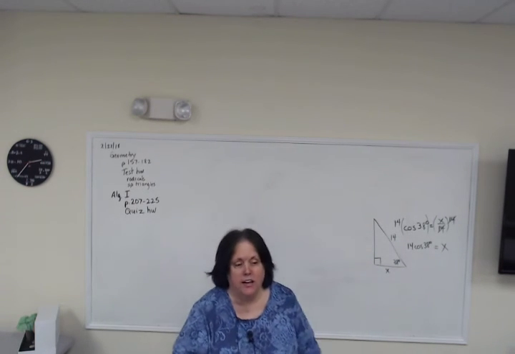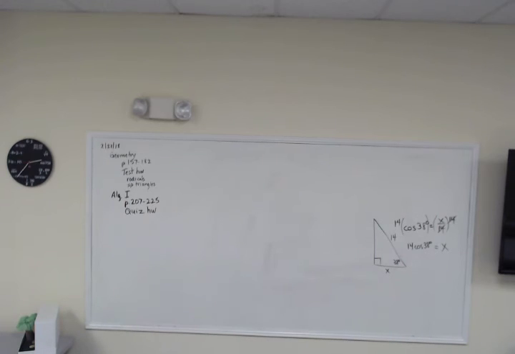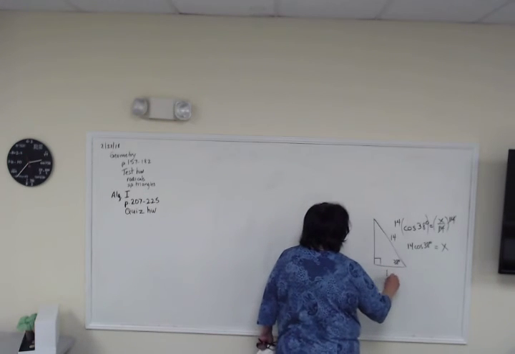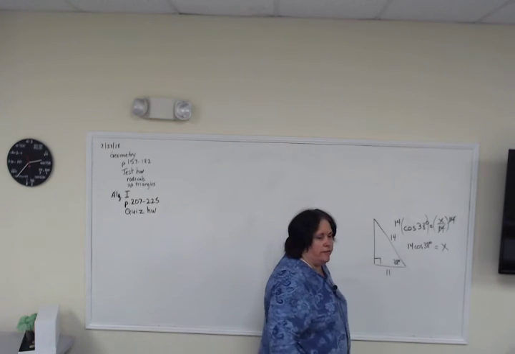So now punch that into your calculator. What is 14 times cosine of 38? 11. So we know when this is a 38-degree angle and this is 14, then this side is 11.